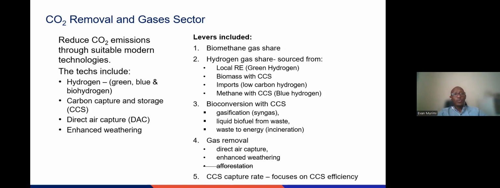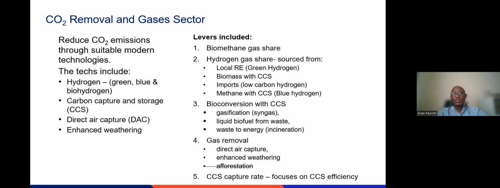Then the other technology we're looking at was carbon capture and storage, if it can be incorporated in various sectors, then we had direct air capture, and finally enhanced weathering. So on this, we had 4 main levers, with the first one looking at the use of biomethane. With this one we were looking at, can we have biogas used in domestic uses?